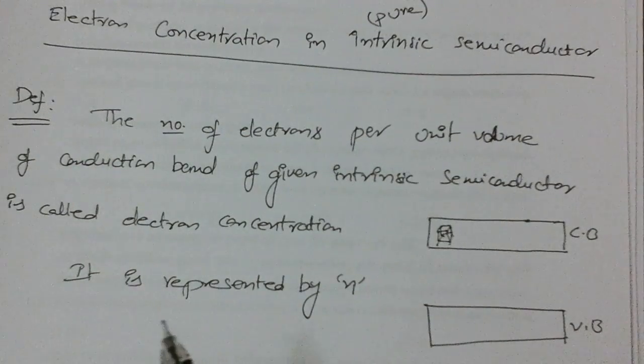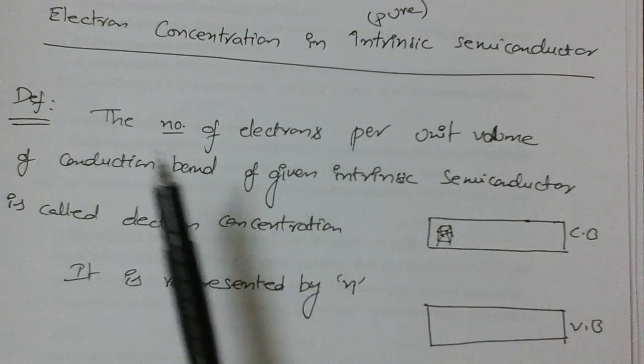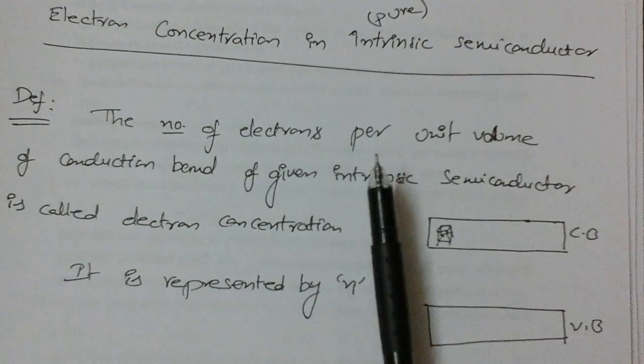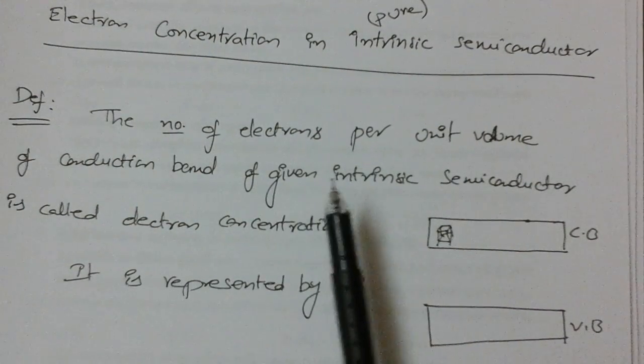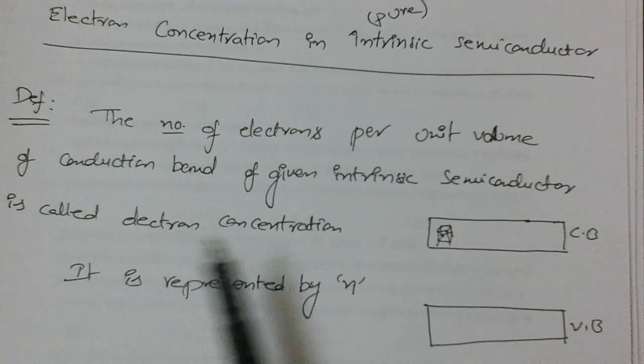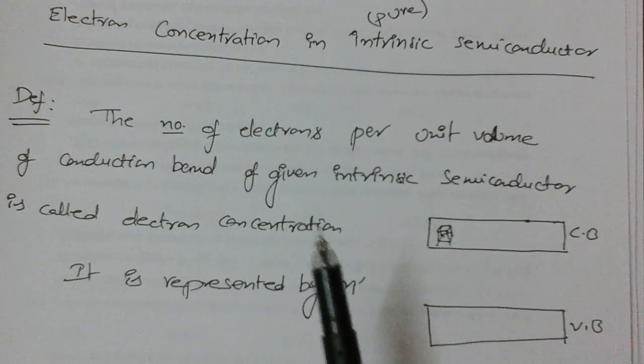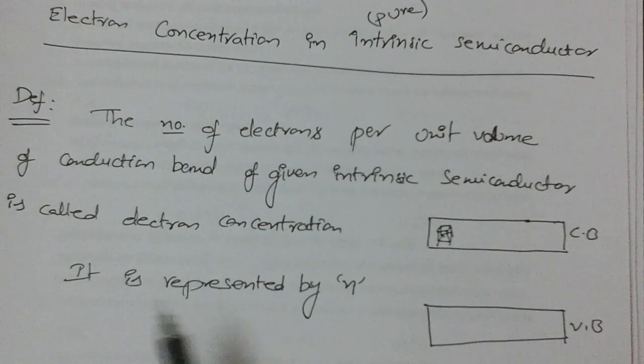That is written in the form of a definition. The number of electrons per unit volume of conduction band of a given intrinsic semiconductor is called electron concentration. It is represented by small n.